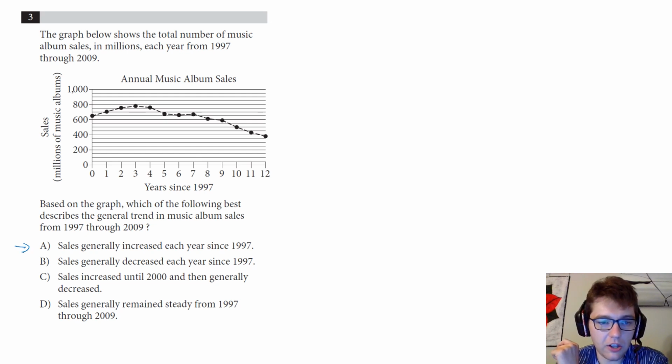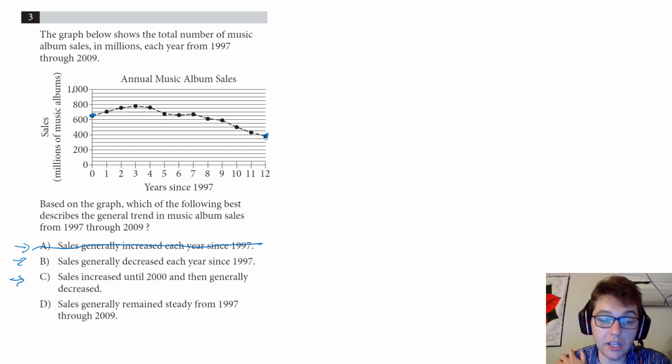So you can just take a look and see they started higher, they ended up lower. Sales generally are definitely not increasing. You can just cross this one off right away. So B would be sales generally decreased each year since 1997. And taking a quick look, well, sales were higher here, they were lower here. You could possibly say that they generally decreased. So we'll just leave that as a possibility for now.